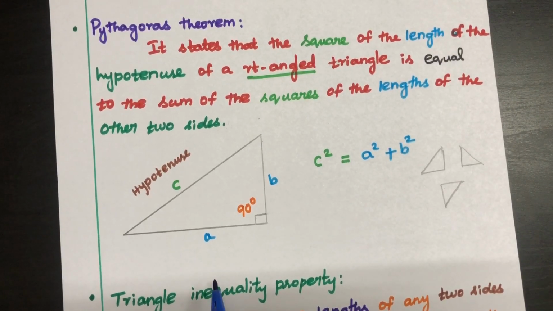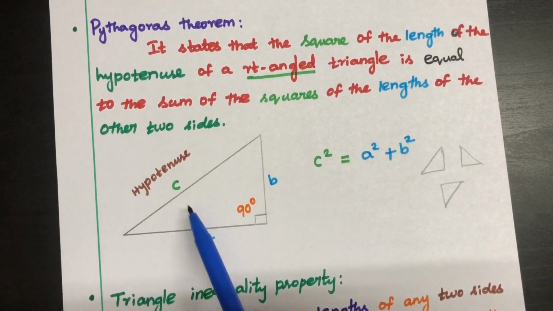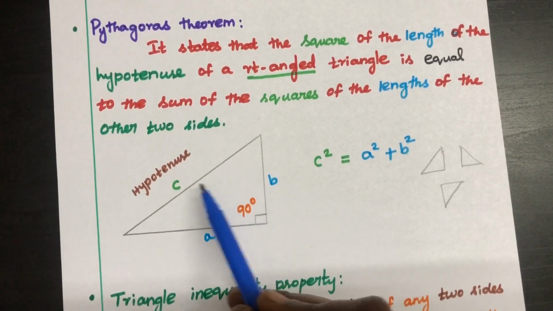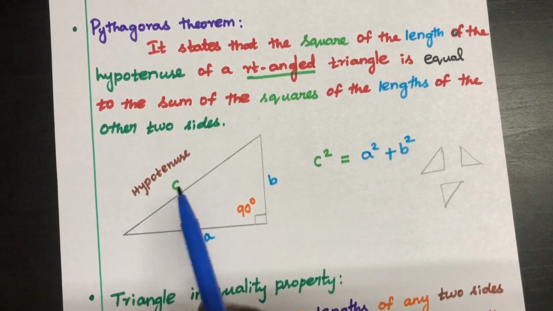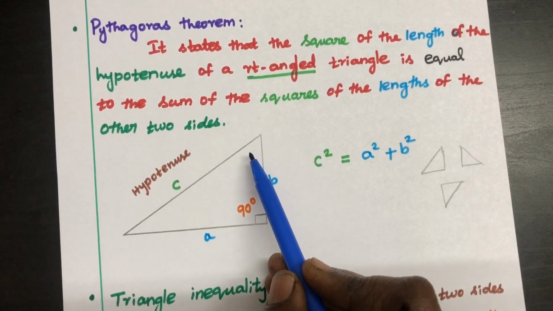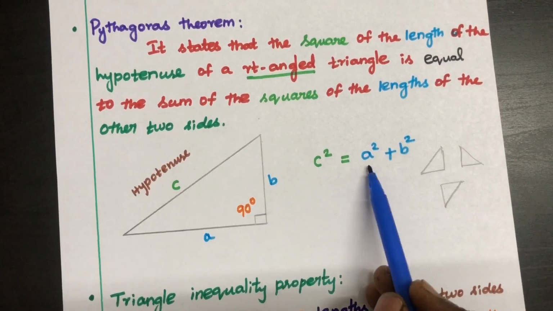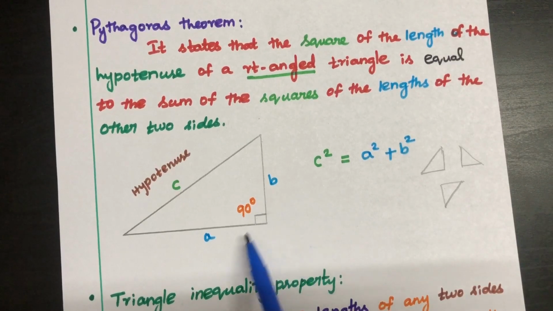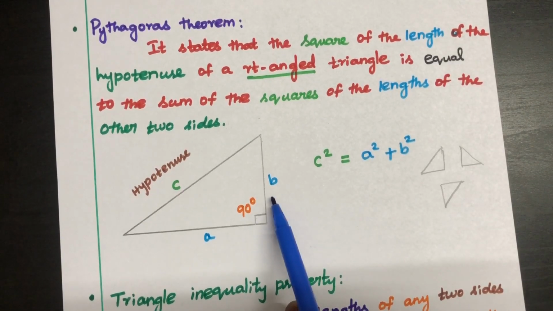Now, the formula for the Pythagoras theorem: the square of the length of the hypotenuse, where the hypotenuse is C, so C square. The square of the length of the hypotenuse of a right angled triangle is equal to the sum of the squares of the lengths of the other two sides.